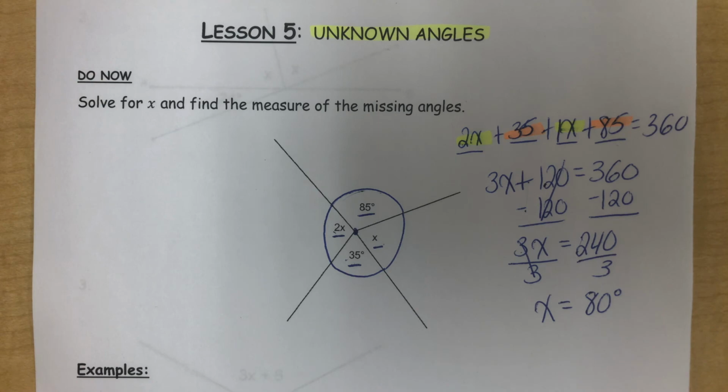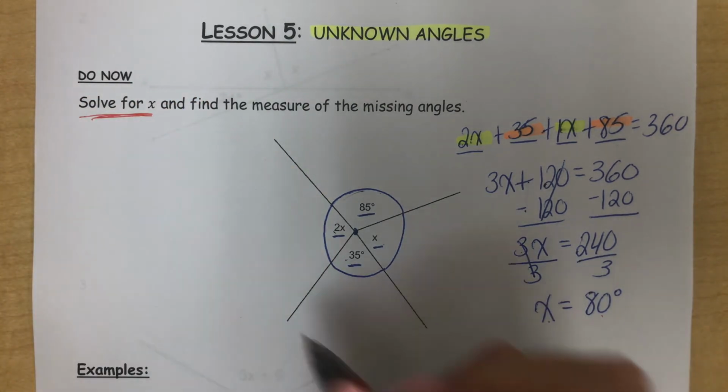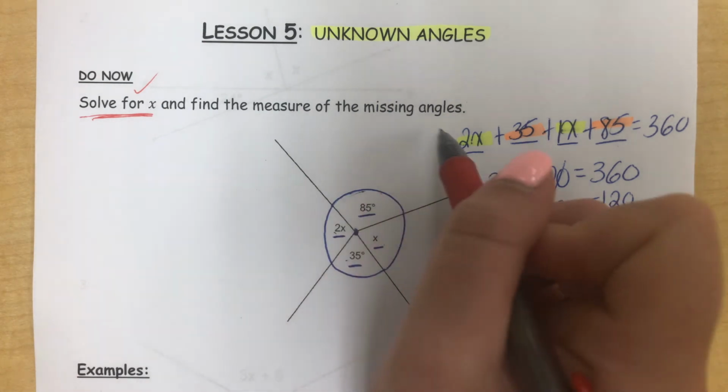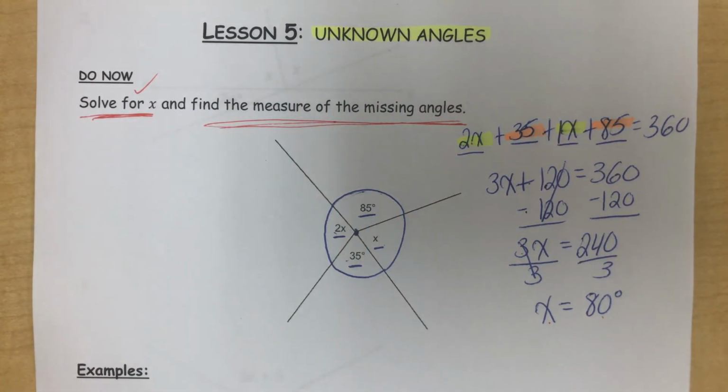So now if I want to make sure that I've solved the question completely, I want to just reread those directions. So it says solve for x, which we did. We have x equals 80, so this is good. And then it says find the measure of all the missing angles. And I don't know if we did that just yet.